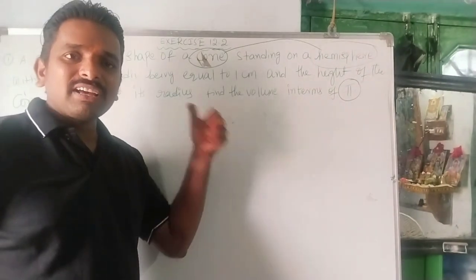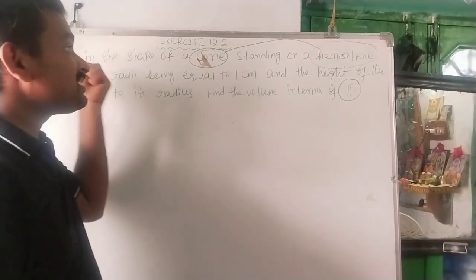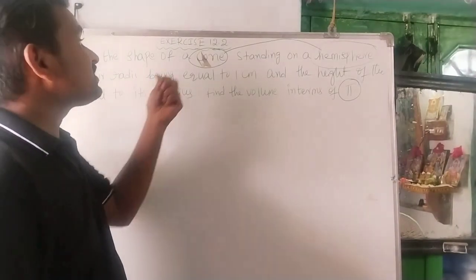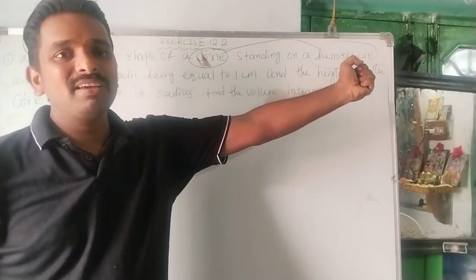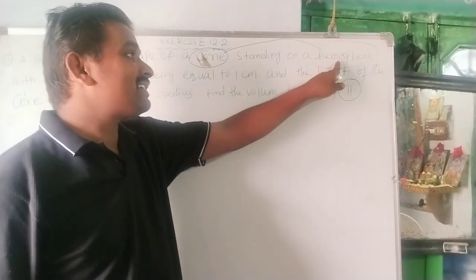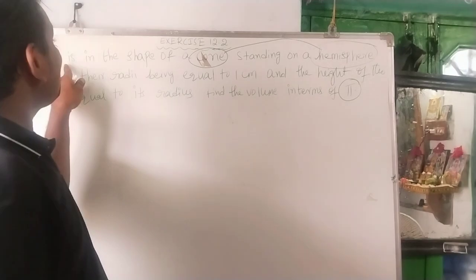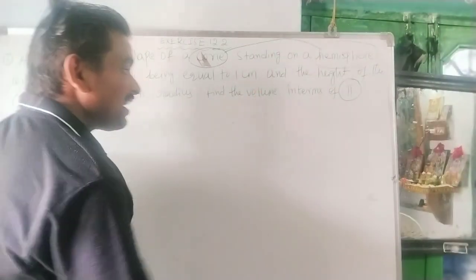What do we say about the given solid figure? The given solid figure is formed by a combination of two solid figures. Here two solid figures will be given. The first solid figure is a cone and the second solid figure is a hemisphere. The solid figure is in the shape of a cone. This cone is standing on a hemisphere.